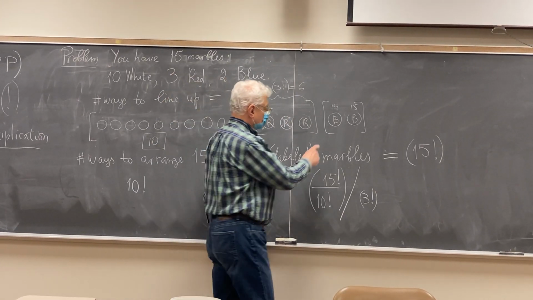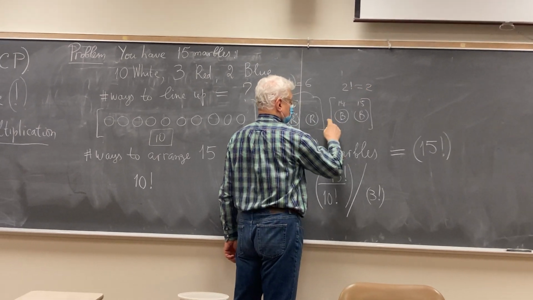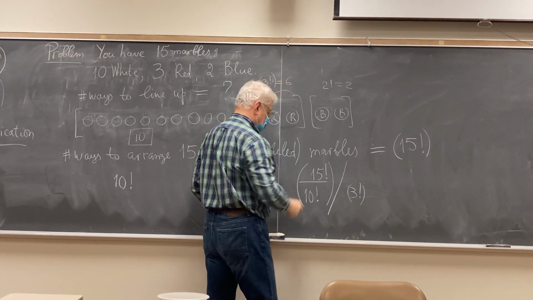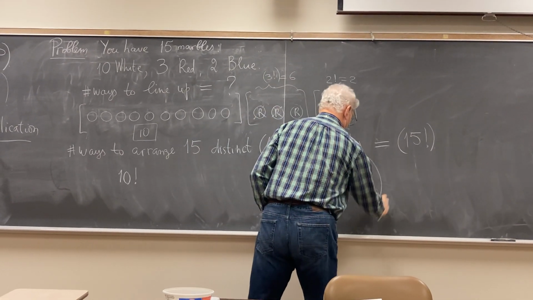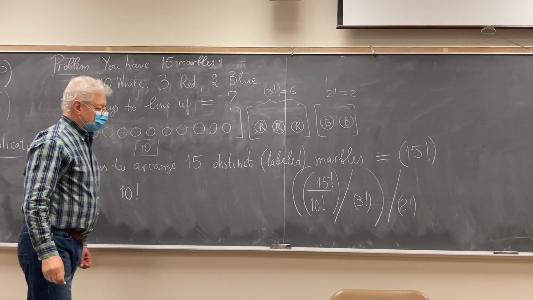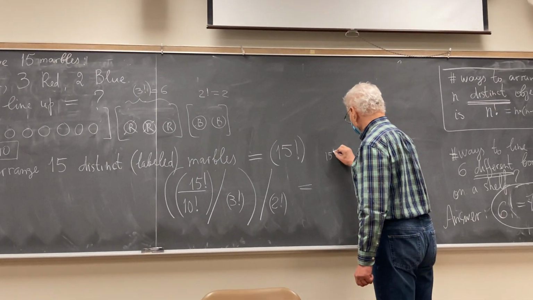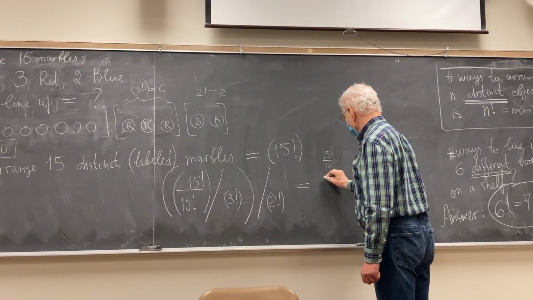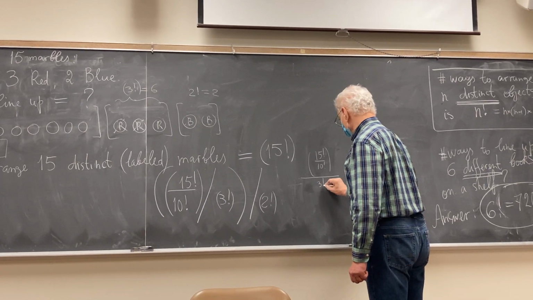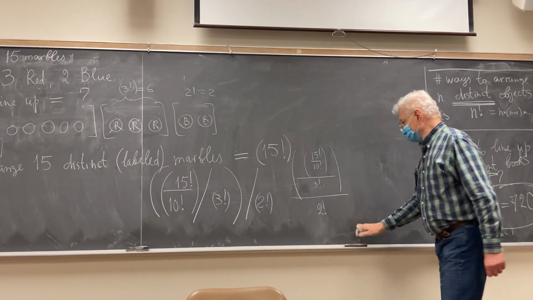Now, what happens next? Here I have 2 factorial rearrangement, which is 2. But if I erase those, BB and the other BB will be the same. So I have to take the whole number and divide by 2 factorial. Okay, so what is that? Let's write this as a fraction. So you have 15 factorial over 10 factorial. Then I have to divide by 3 factorial. And after that, the whole thing I have to divide by 2 factorial.